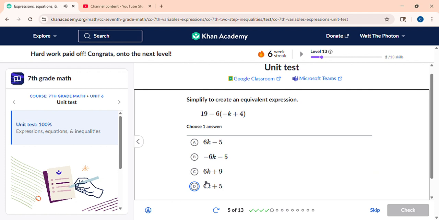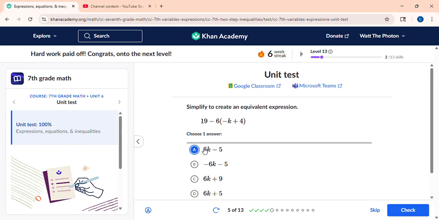Simplify to create an equivalent expression. 19 plus 6k minus 24. If we subtract that, we get 6k minus 5. So 6k, and then we have negative 25.4.